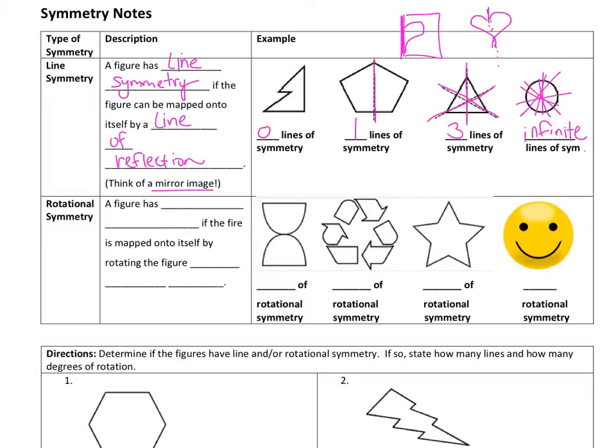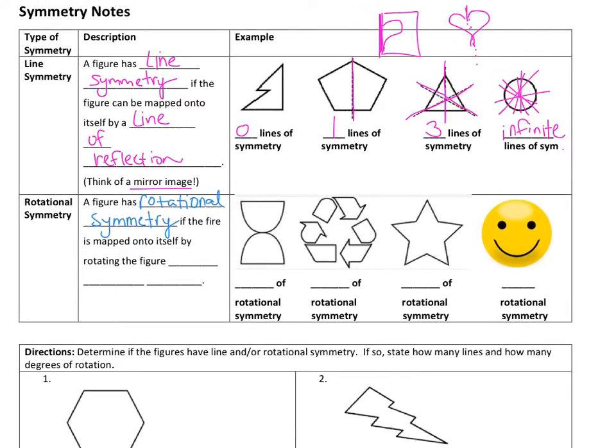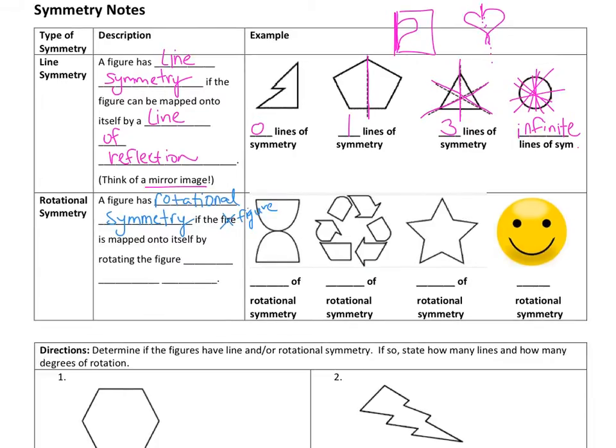Next, we have rotational symmetry. A figure has rotational symmetry if the figure is mapped onto itself by rotating the figure less than 360 degrees. We've got 4 examples again. This first one is kind of like an hourglass figure, and we want to think of, if we grab it with both sides of our finger and we rotate it around, how many times can you rotate it all the way around in a circle before you land back on itself? This will be the easiest way of figuring out the number of degrees of rotational symmetry.